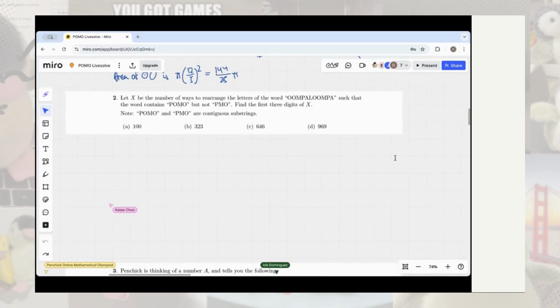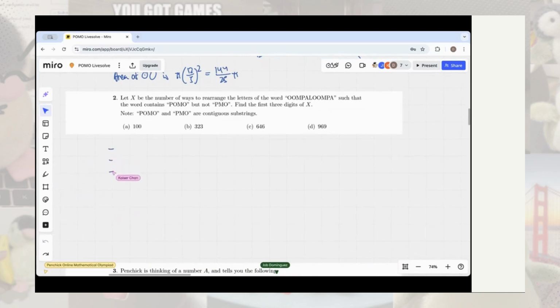So essentially the solution goes like this. I'll state the answer later. If the rearrangement contains at least one POMO, then we have three possible kinds of words.